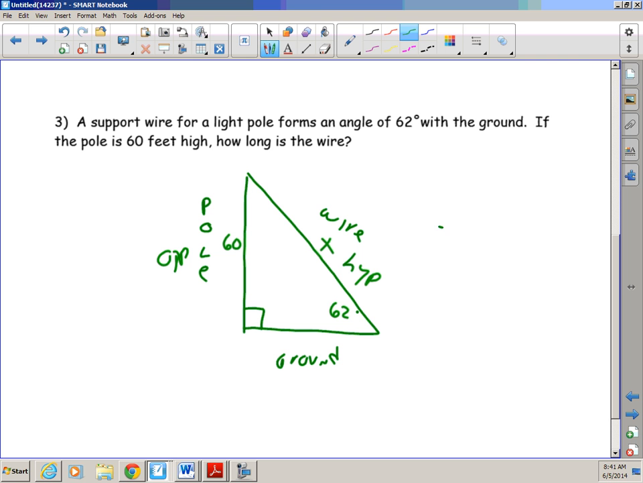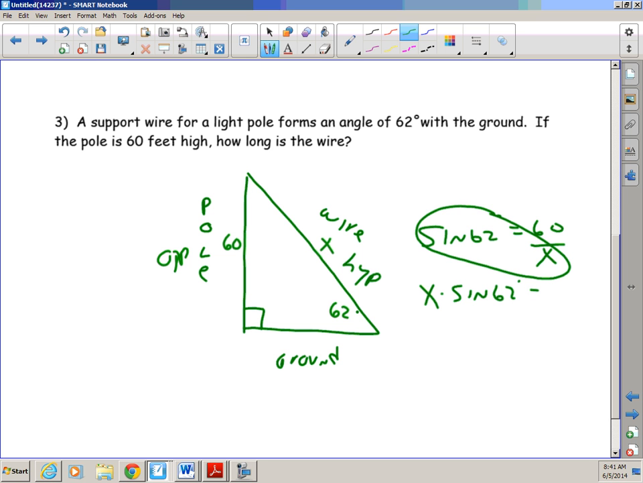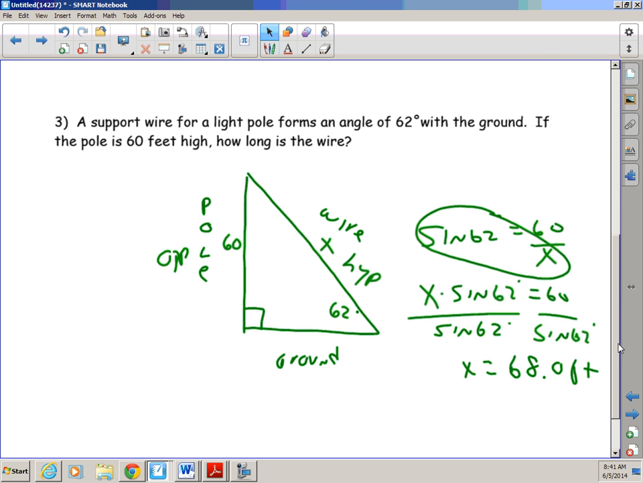So now I know I have opposite and hypotenuse. So I'm doing the sine of 62 equals 60 over x. As we saw yesterday or the day before, we have to cross multiply, then divide, and we get x to be 68.0 feet. Since you're finding the hypotenuse, your number should be greater than 60, which is what we found here. Okay, so those are the 3 very straightforward examples of trigonometric word problems.